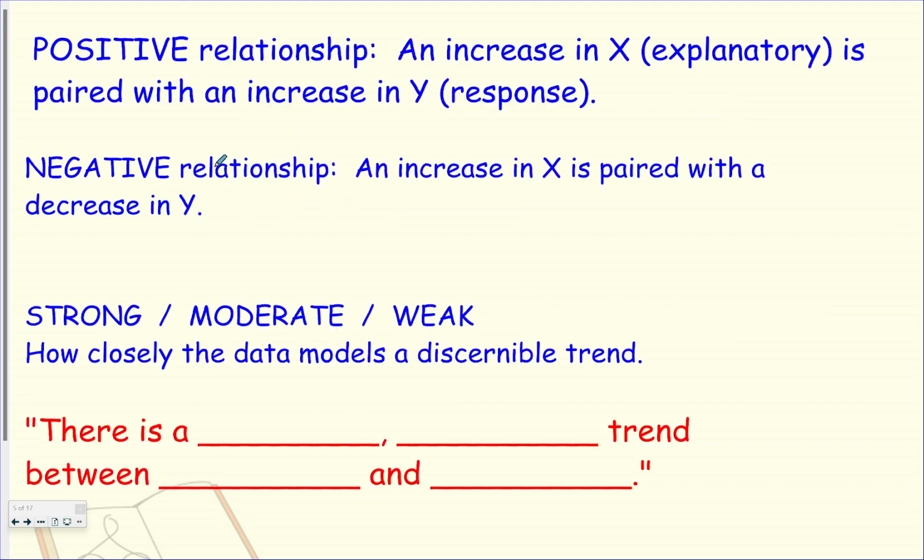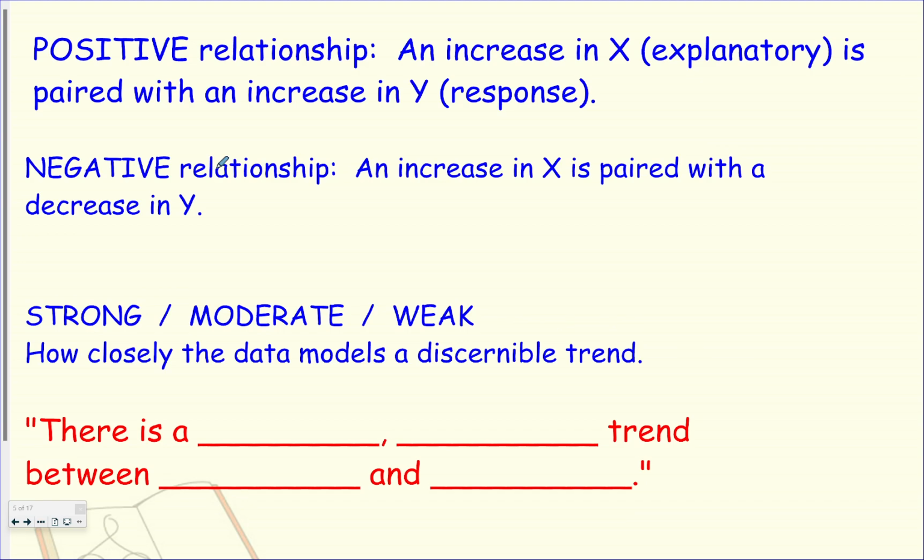So a positive relationship is what we call it when we have an increase in x that is paired with an increase in y. Think about this from Algebra 2, where as x goes up, y goes up, or as y goes down, x goes down. So no matter which way you look at it, if they both go up together or both go down together, that's a positive relationship.